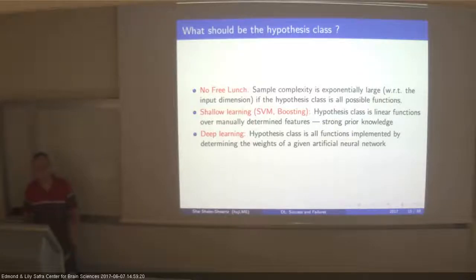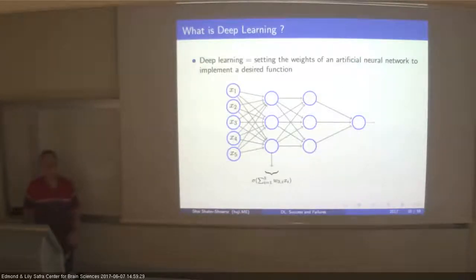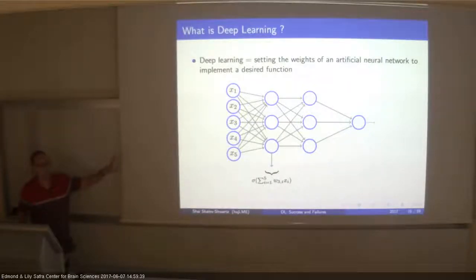In deep learning, the hypothesis class is all the functions that we can implement by determining the weights of a given artificial neural network. So what does it mean? This is usually what it means in a neural network, and you probably show this picture a lot. I think this is a wrong view of deep learning. This is a good view of artificial neural networks. It has nothing to do with what is deep learning in industry.